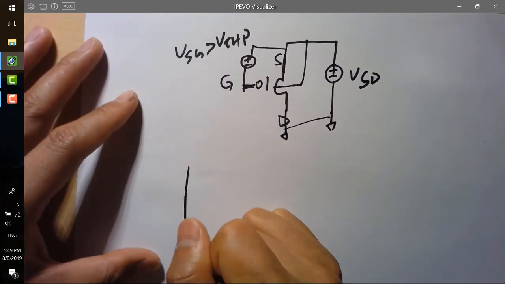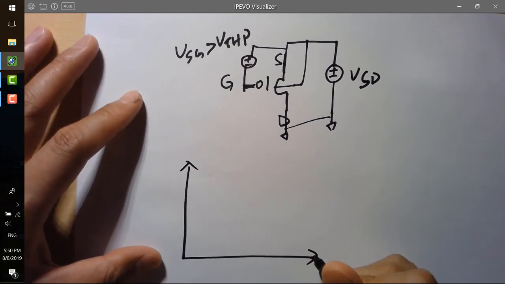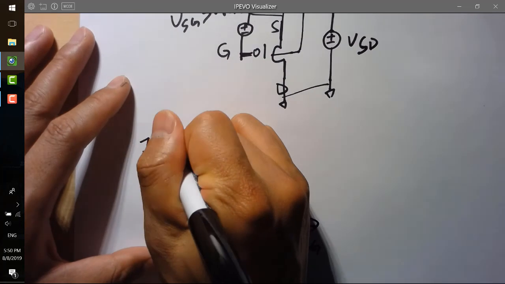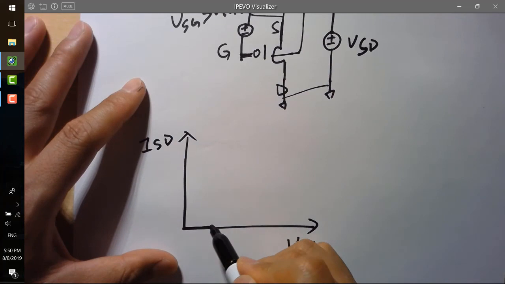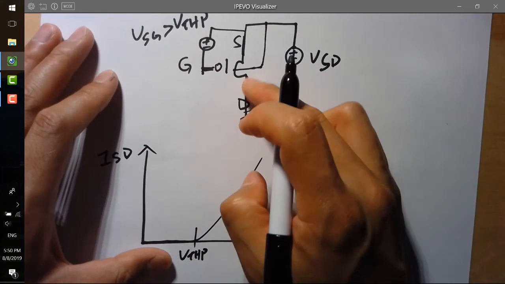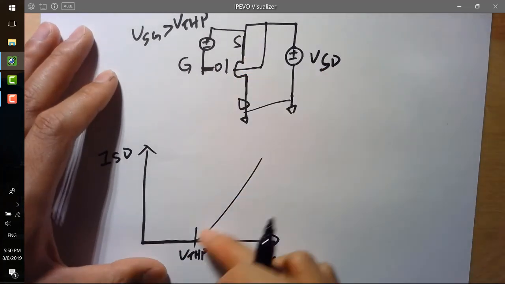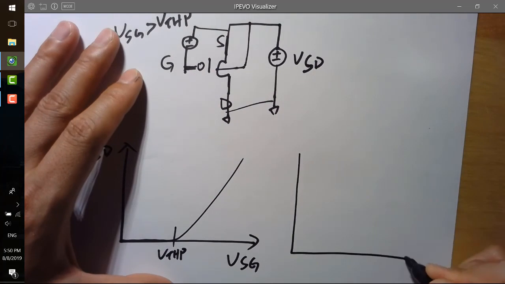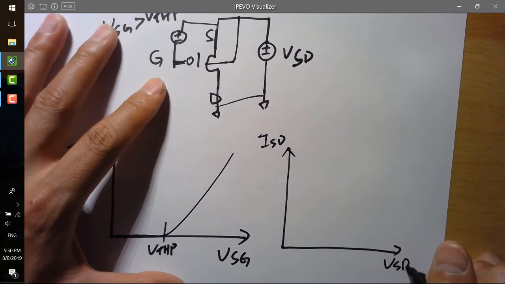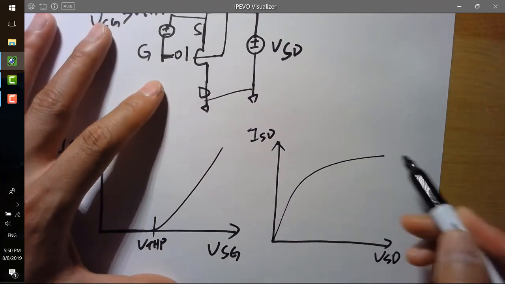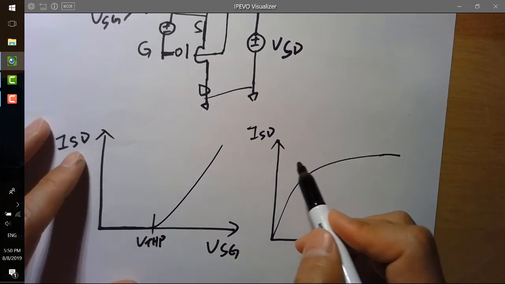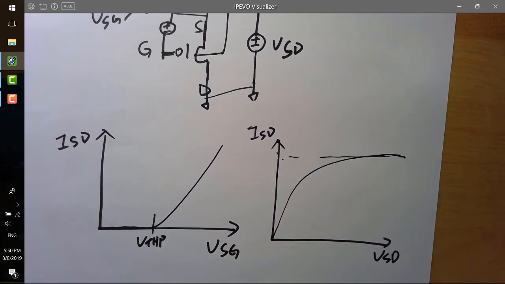And of course, PMOS also has a pretty similar IV curve, but the voltages here are going to be VSG, and here is going to be ISD. When VSG is higher than the VTHP, you'll see a current flow through the channel from top to bottom, and it's going to increase exponentially. Similarly, if you have VSD increase, you have ISD increase in this pattern and finally saturate at some value, pretty similar to the NMOS.